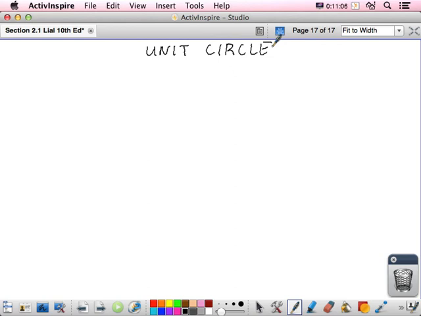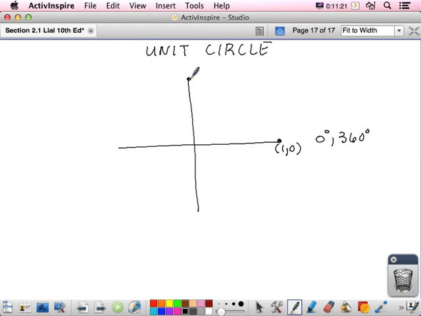Let's go back through those. On the unit circle, let's talk about our quadrantals. This is the point (1, 0), that operates as 0 degrees and as 360 degrees. This is the point (0, 1), and that operates as the 90-degree point. This is the point (-1, 0), and that is your 180-degree point. This is 270 degrees, and that's the ordered pair (0, -1).